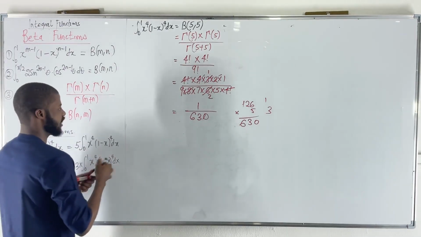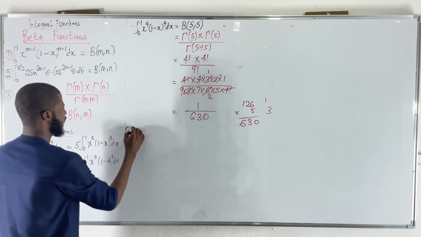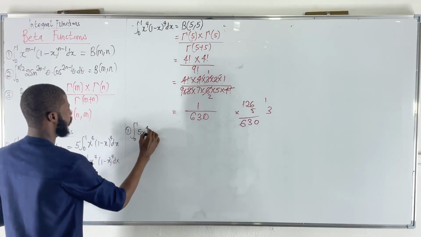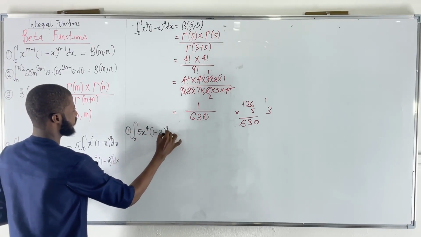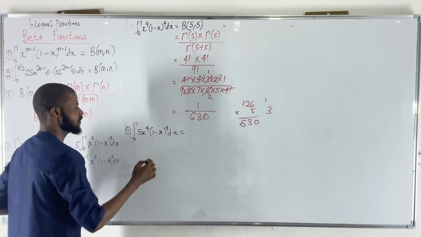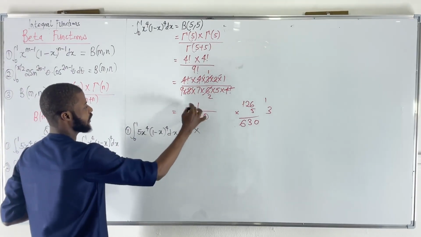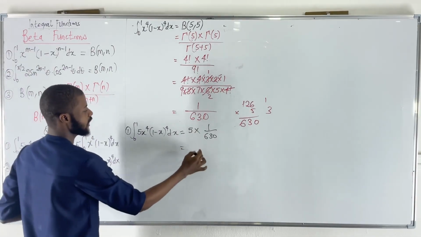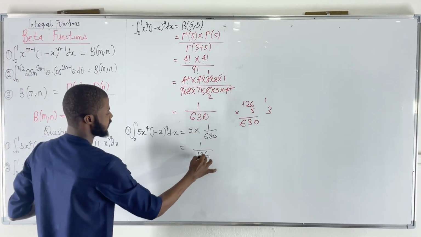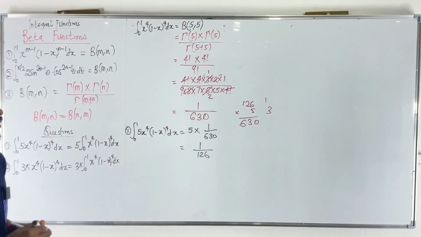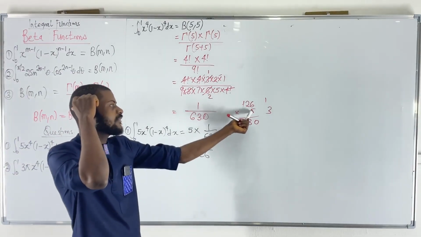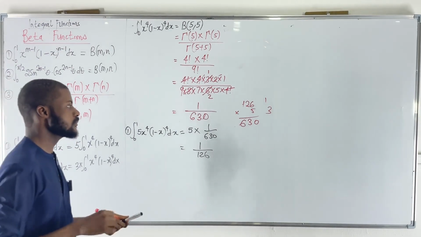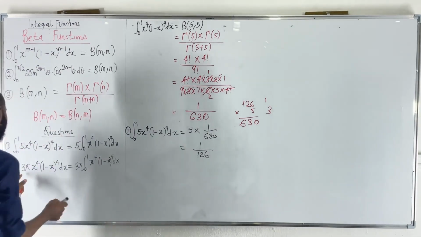So to solve for the first question, that has the integral from 0 to 1 of 5x to the 4, 1 minus x to the 4 dx, I'm going to say this is 5 times this very answer, 1 over 630. So what will this give to me? This will give me 1 over 126. That's what it's going to give to me, because when you reduce, since we multiply by 5 and you divide by 5, that will just give you 126.